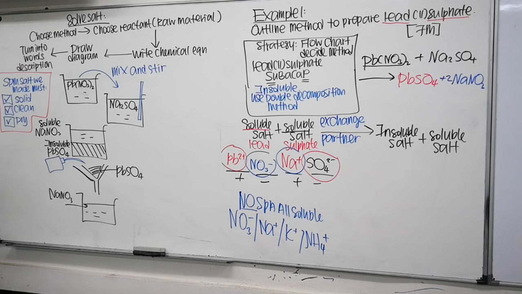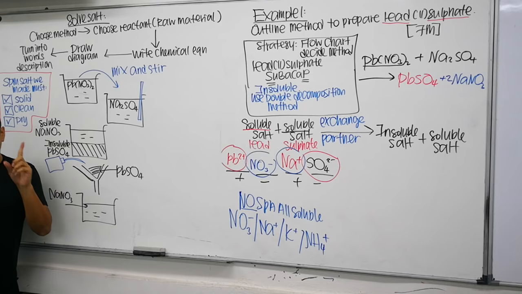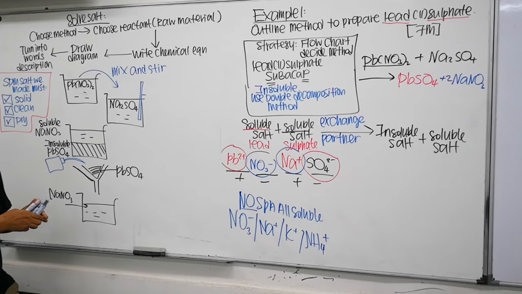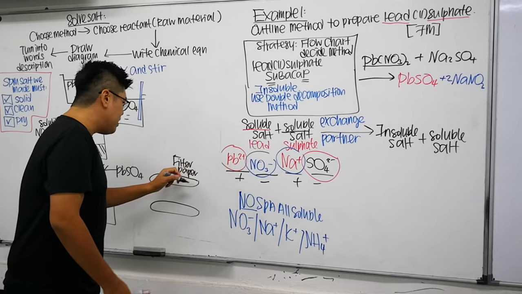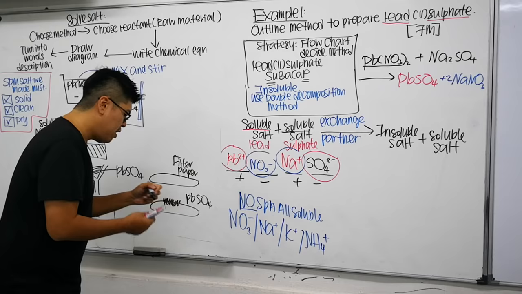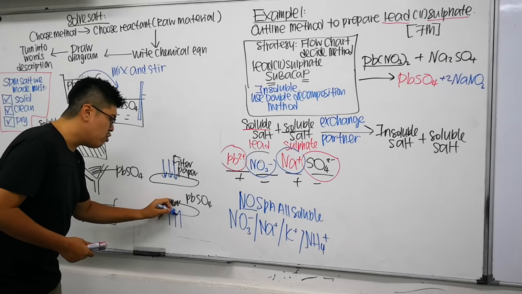Lastly, how you dry it. Everyone listen carefully because you will keep on using it. The one and only way to dry the salt in SPM is to take two pieces of filter paper. Not necessarily two pieces, can be two stacks also, but you take two filter papers. You put them on the solid here, this is the lead sulfate solid, in the middle, and you just perform compression. You just press. When you press the solid, it will actually help to dry it.